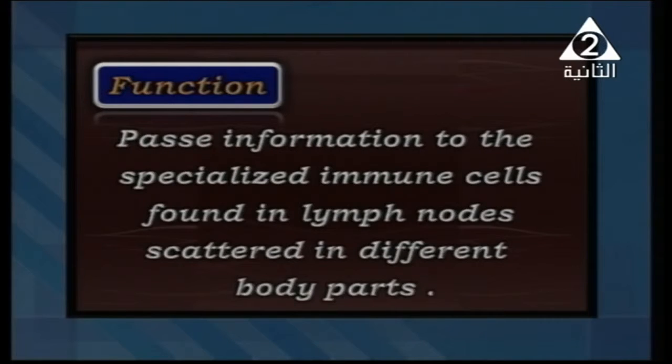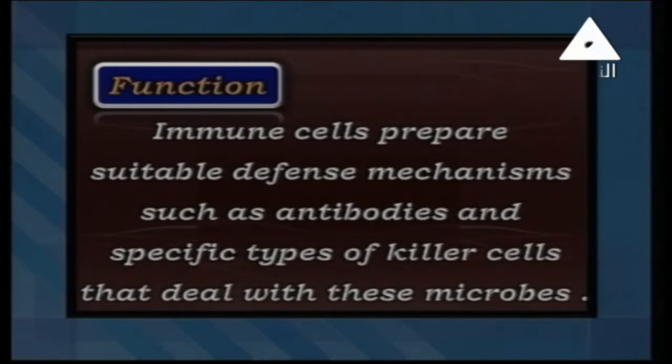And also they pass information to the specialized immune system. After collecting information, we need to kill them. So they pass the information to a specific type of soldier or specific type of the immune system or lymph to destroy it, found in the lymph nodes and scattered in the different body parts. And also the immune cells prepare suitable defense mechanisms such as antibodies, or a specific type of killer cells that deal with these microbes.